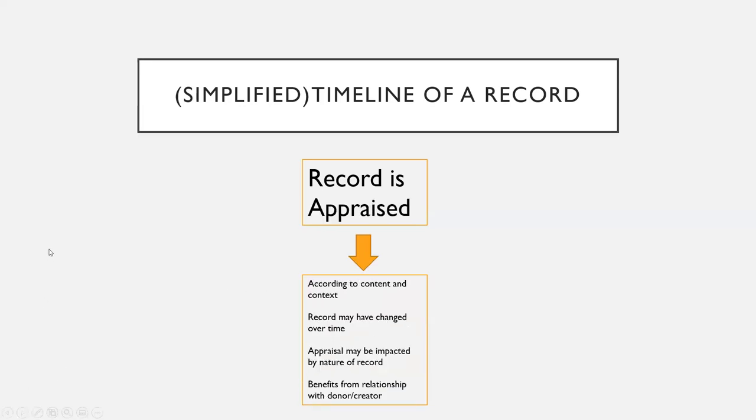Okay, so assuming that the record is donated or made available to archives at some point, the record may be appraised by archivists. So this is our first archival stage in our simplified timeline or life cycle of a record. Archivists may consider the content and context of the record.